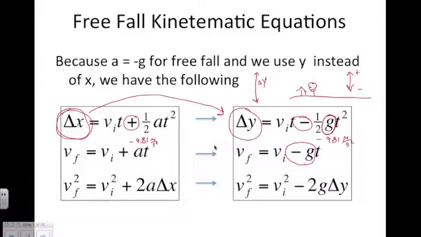If you take 9.81 as the magnitude, it's going to have a negative in front of it because it's negative 9.81 meters per second squared. And the same thing is true down here. Initial velocity and final velocity are going to be virtually the same, but we have a negative, and that's because our g, or our acceleration, is negative. And of course our displacement has been changed from change in x to change in y. They're virtually the same equations, but we have put some minuses in there because we're dealing with a negative acceleration. We call that g.